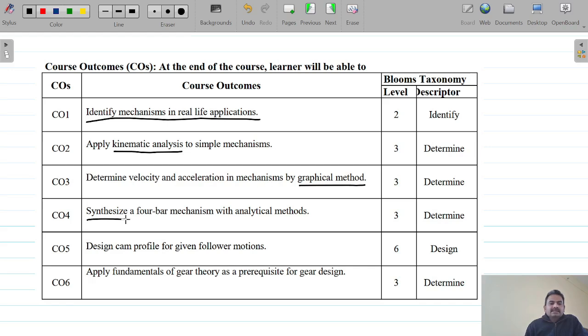Then we can synthesize a 4-bar mechanism with the analytical method. That means for a particular velocity and acceleration, we can identify what should be the lengths of our links. Then design a cam profile for a follower motion. We can design the cam for a particular kind of profile, and identify what should be the sizes and the displacement diagram. Then apply the fundamentals of gear theory as a prerequisite for gear design. Here we can find out the number of teeth and the diameter of a gear to get a particular velocity ratio.